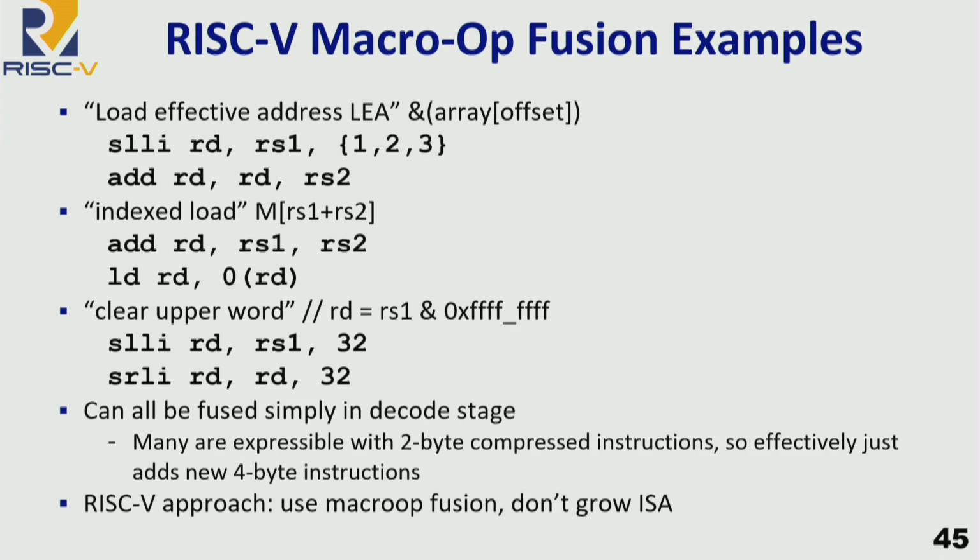Or an index load, we can add the 2 registers and fuse it with a load that takes the sum as the address. Now, what's interesting with the compressed extension, a lot of these instructions are 2 bytes, so we can effectively create new 4-byte instructions that are the fusion of 2 2-byte instructions. And the cool thing here is that that doesn't complicate the ISA. A simple implementation can do them one at a time. A high-performance implementation can fuse them and do them as a single op in the decoder. So we're trying to avoid growing the ISA where we could just have done it with simple macro-op fusion.